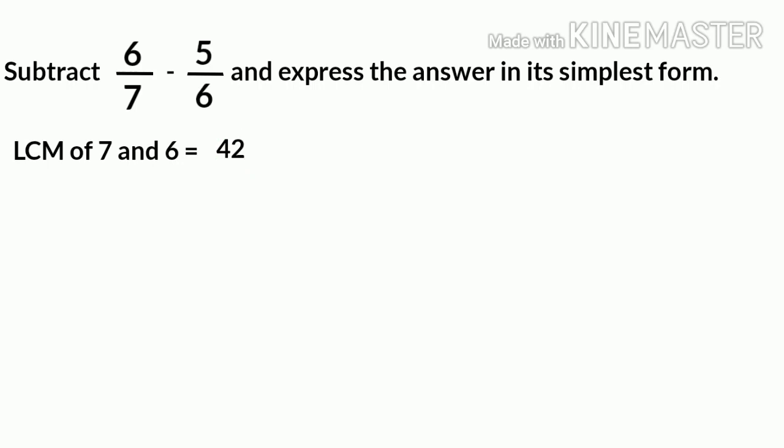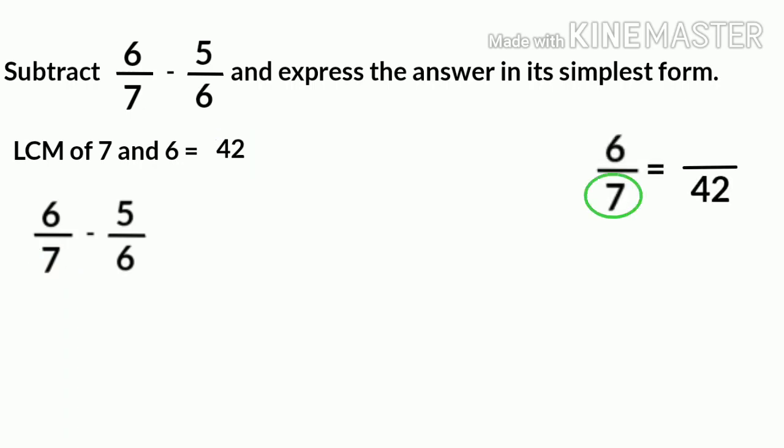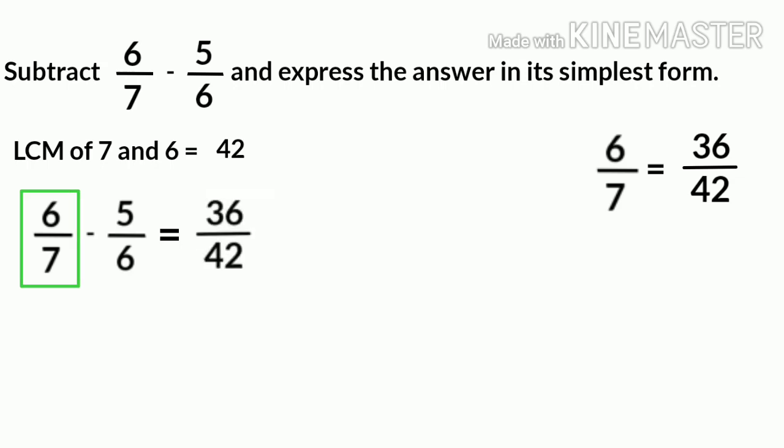Now that we have found out the LCM of 7 and 6 as 42, we need to make the denominators of both the fractions equal to 42. So let's first make the denominator of the first fraction equal to 42. To make the denominator 7 equal to 42, we need to multiply 7 by 6. And since we multiplied the denominator by 6, we also need to multiply the numerator by 6 as well. 6 multiplied by 6 is 36. So the first fraction is written as 36 by 42.